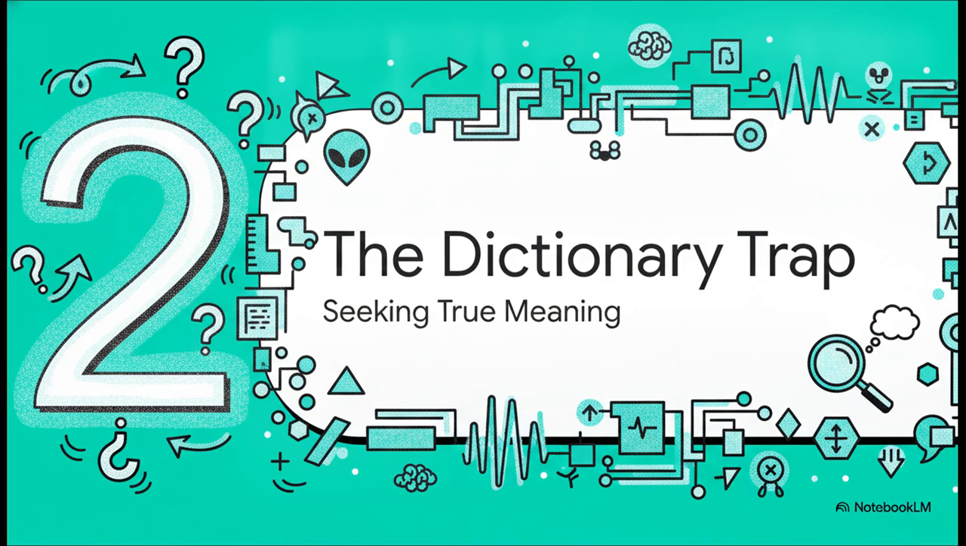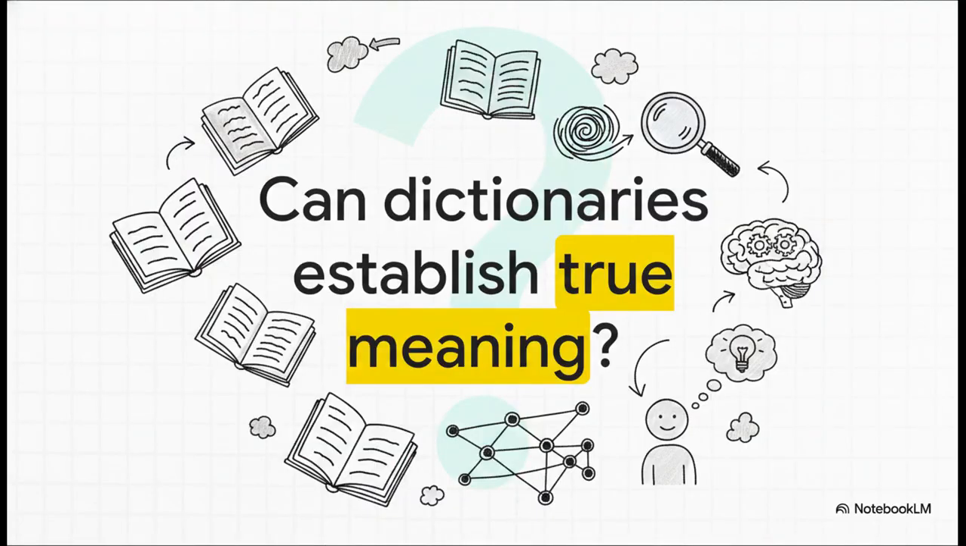That leads us right into Section 2, the dictionary trap. Let's figure out how we determine what a totally alien symbol actually represents. I want you to really think about how we usually define things. If I give you a word you've never heard before, your first instinct is probably going to be to look it up, right? But can we establish true grounded meaning just by using a dictionary?